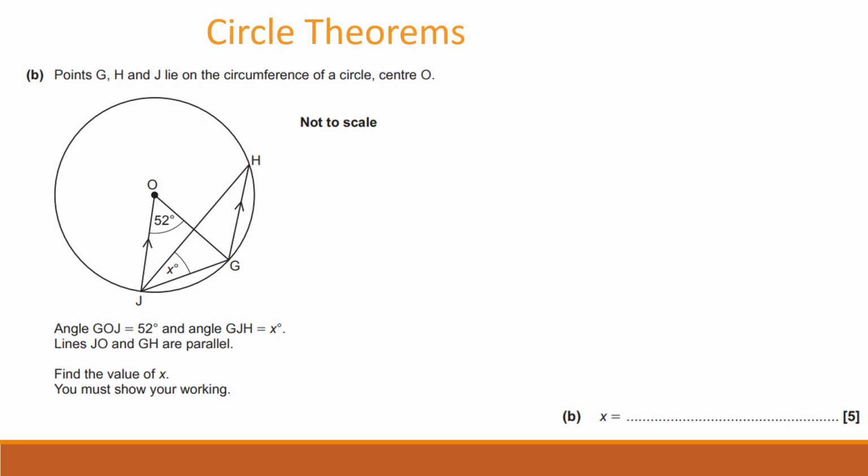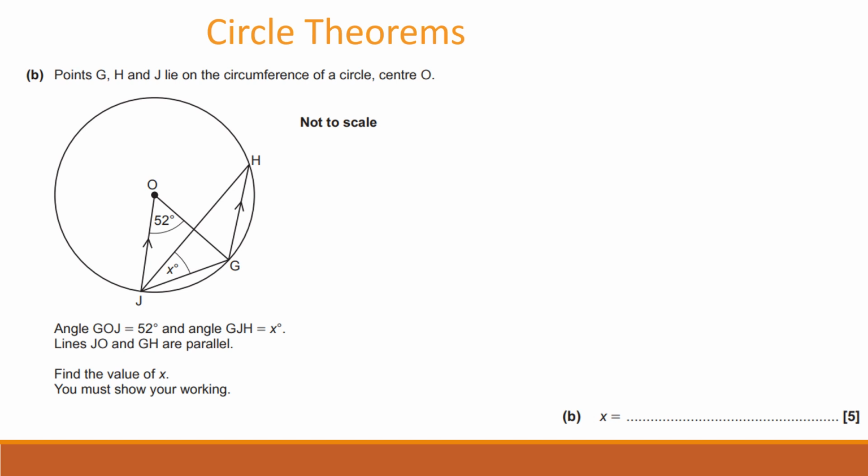For part B, we've got a more complicated diagram, and I'm going to show you 2 methods in order to be able to solve this. So the first method gets us to the answer slightly quicker, and they start off in exactly the same way. Now in this diagram here, you're told that the angle GOJ is 52, which is labelled on the diagram. You're told that angle GJH is X, which is the angle we want to find. And you're told that the lines JO and GH are both parallel.